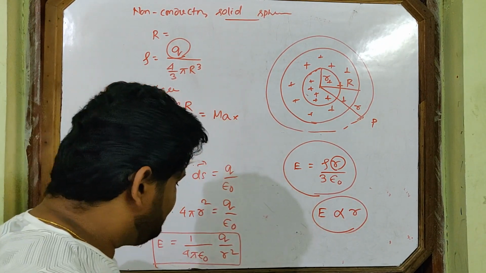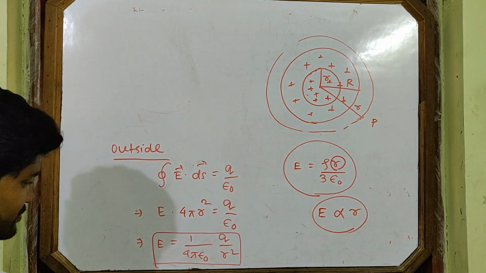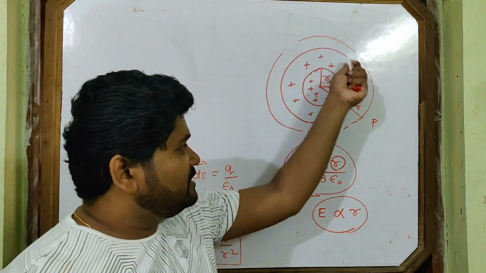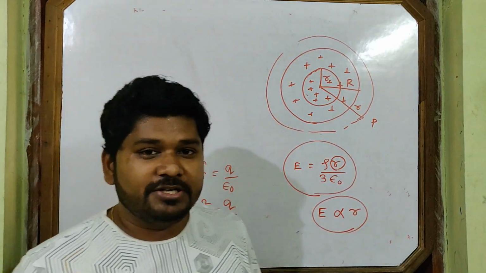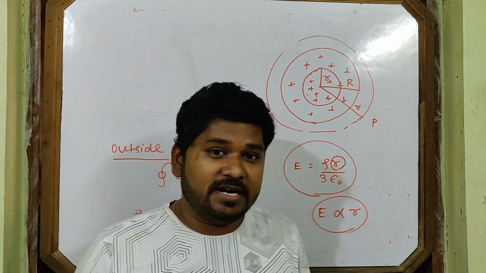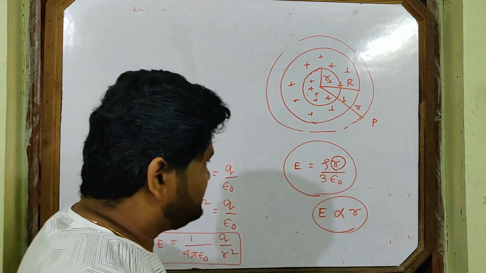So if you draw the graph for this, what will happen? One thing also: this is similar to the expression of a point charge. So we can say the charges distributed in the non-conducting solid sphere behave as if they are concentrated at the center when you consider a point outside the solid sphere.